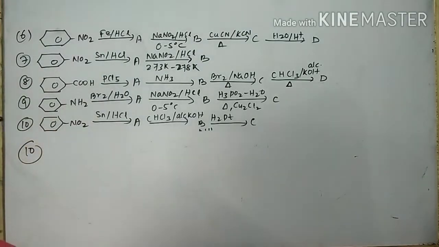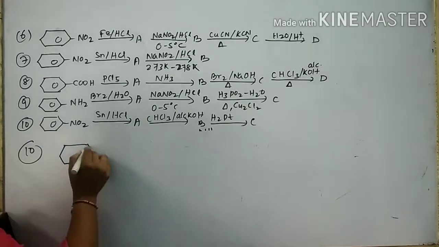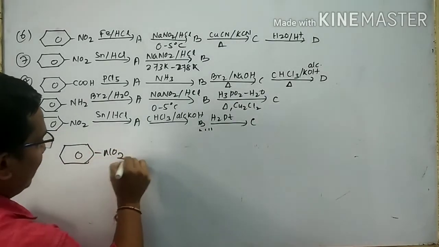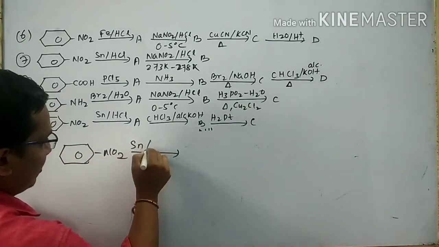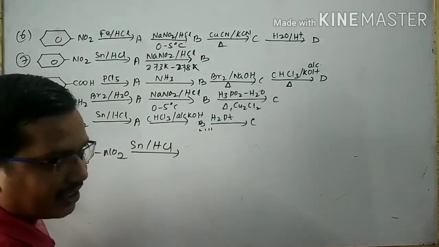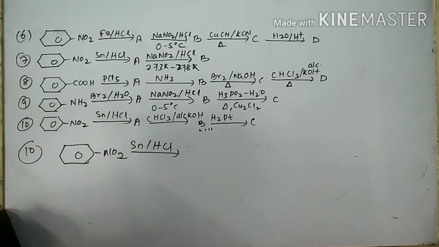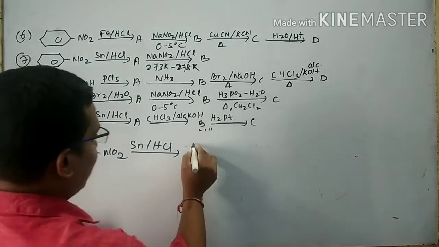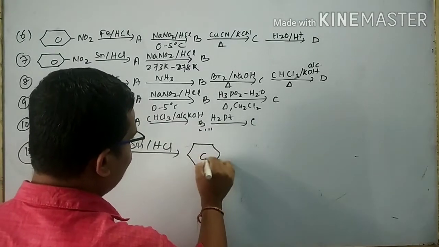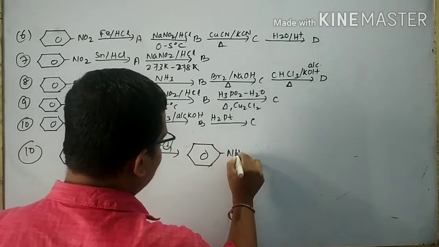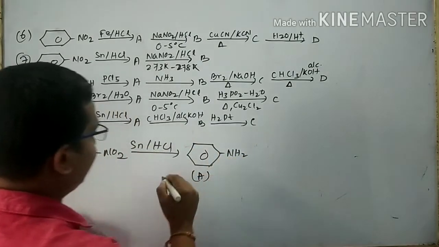This is your question number 10. Here nitrobenzene is given. It is subjected to reduction by the help of reducing agent Sn in the presence of HCl. Then NO2 will be converted into NH2. That means aniline is formed. This is said to be A.